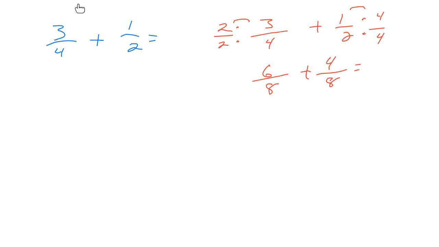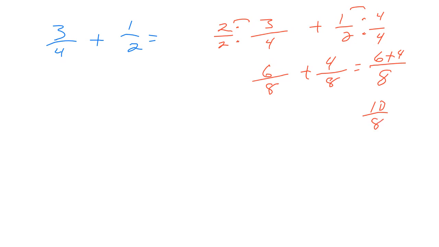Now my denominators are like denominators. They're both 8, the common. I can add those two together. My denominator will not change. I'm just going to take 6 plus 4, and I'm going to have 10/8.